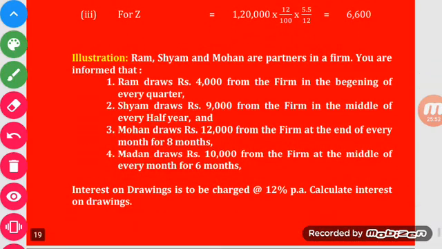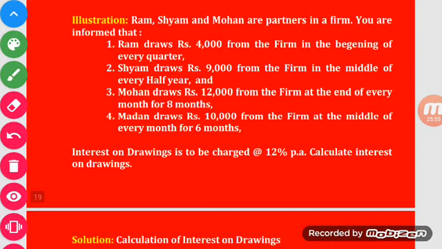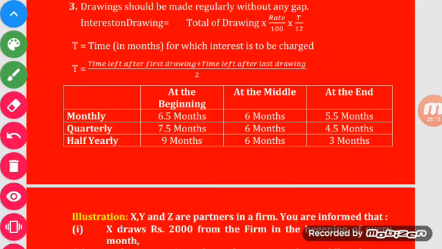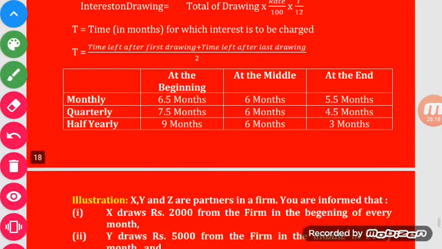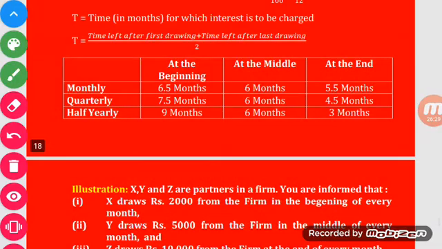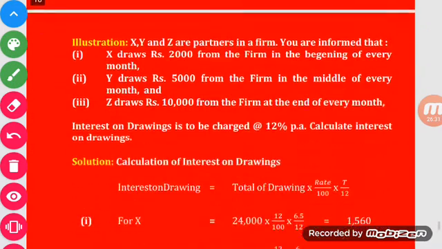Another example, Ram, Shyam and Mohan are partners in a firm. You are informed that Ram draws rupees 4,000 from the firm in the beginning of every quarter. Beginning of every quarter. So here, if a partner withdraws beginning of every quarter, 7.5 months interest will be calculated. Is it clear? Shyam draws rupees 9,000 from the firm in the middle of every half yearly. Middle of every half yearly. So middle of every half yearly, 6 months interest will be calculated.